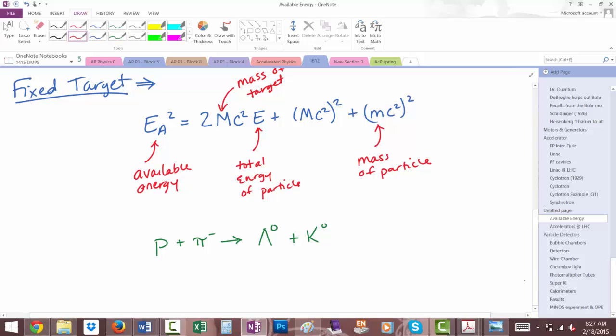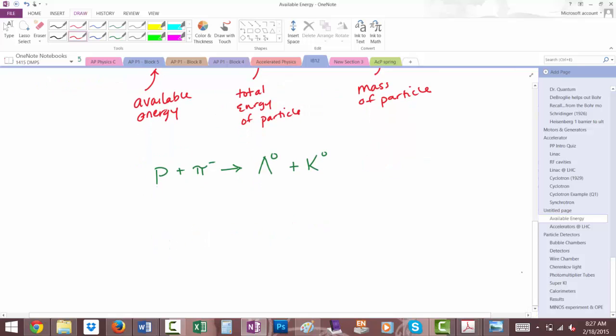The mass of all of the stuff. Everything. So a pion has a rest energy of 140 MeV. Lambda naught has a rest energy of 1,100 MeV. And a kappa naught has a rest energy of 500 MeV.